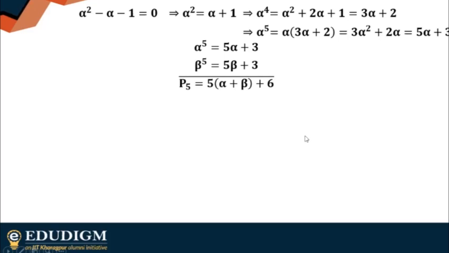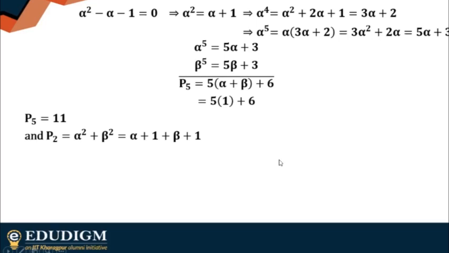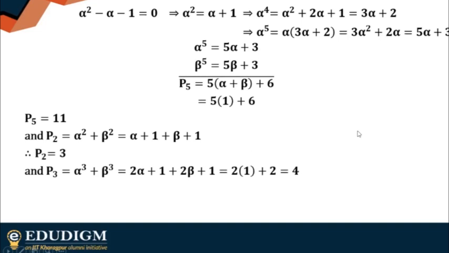Now, as you understand that alpha and beta are the roots, so this will be simply P5 will be 11. Now, what is P2? That is alpha square plus beta square. From there, you can find out the value of P2 as well as the value of P3, which is not very difficult. And you will see option 1 will not be correct. For option 3, maybe option 3 is also incorrect.